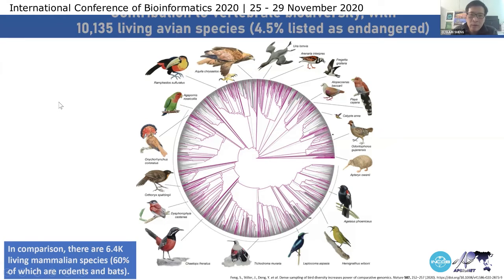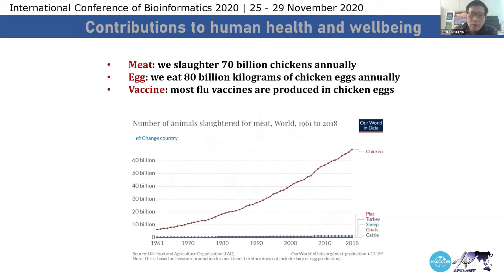But birds are a very successful group of animals and occupy many different ecological niches, so that you have over 10,000 living species here. And they contribute to human health and human well-being in a pretty significant way. Everybody may be eating chicken meat and chicken eggs every day, actually. We have over 70 billion chickens being slaughtered for chicken meat in the world annually, and over 80 billion kilograms of chicken eggs being consumed in the world. And these, of course, contribute significantly to the nutrition and daily life of human society.